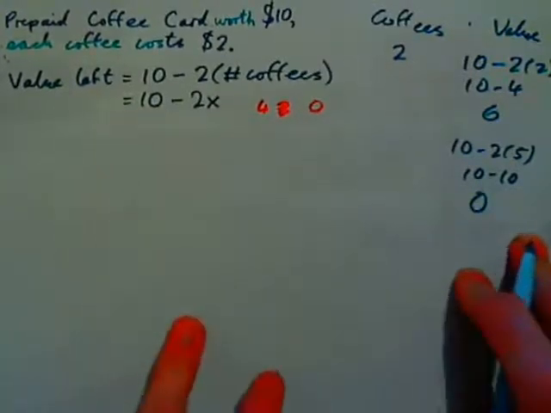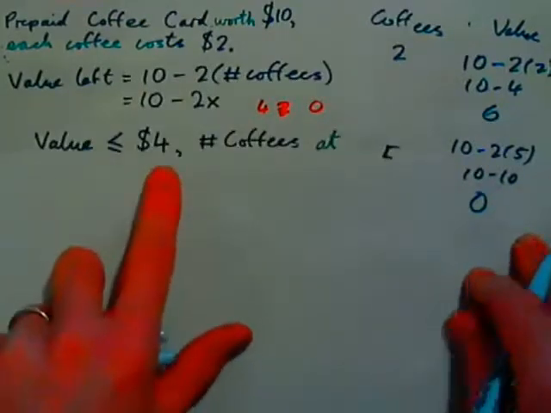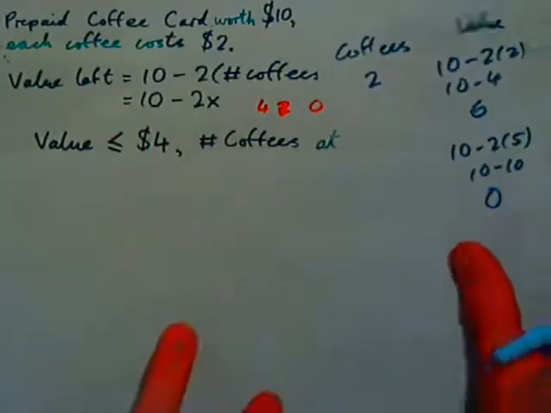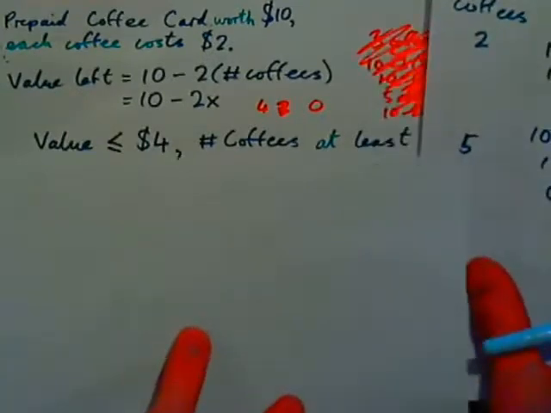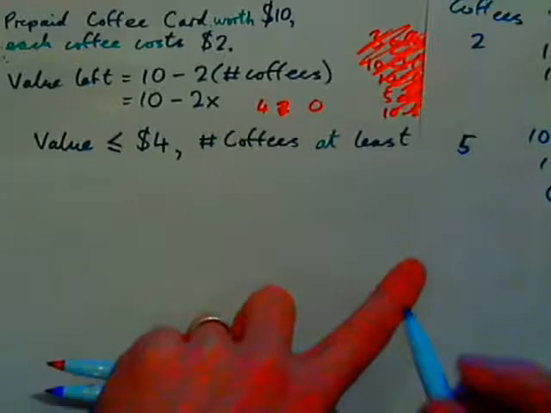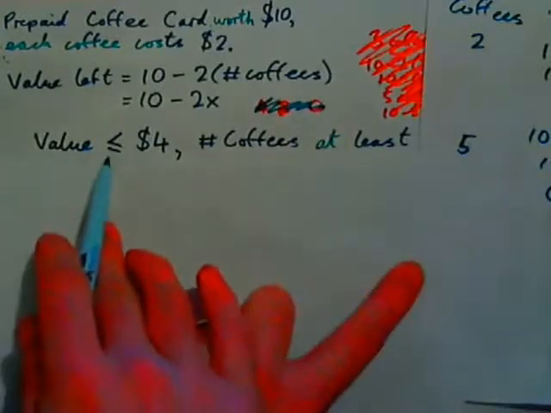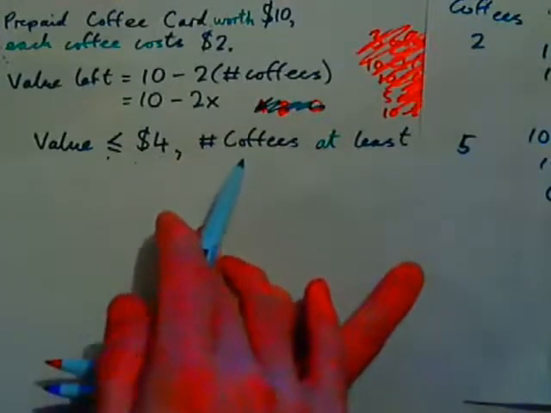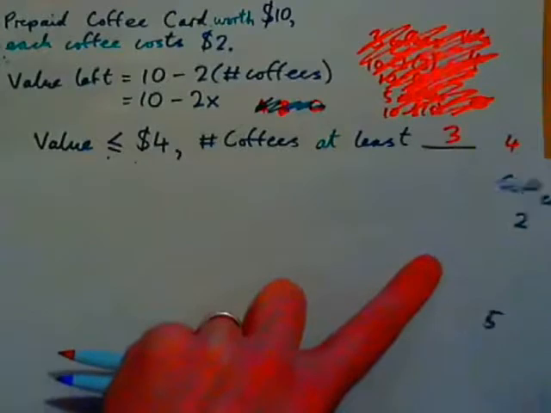Now, what if we want to solve value less than or equal to $4? If your value is to be less than or equal to $4, your number of coffees must be at least what? So if the value of the card is to be less than or equal to $4, your number of coffees must be at least, what do you think? Write down the answer. Well, at least 3, isn't it?